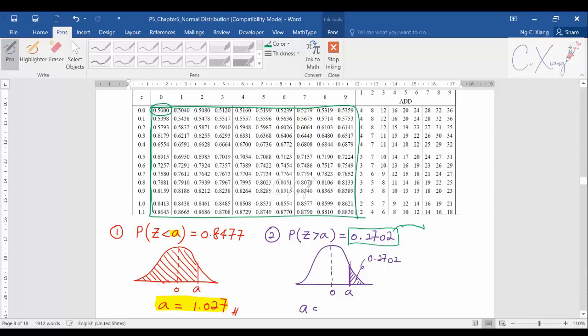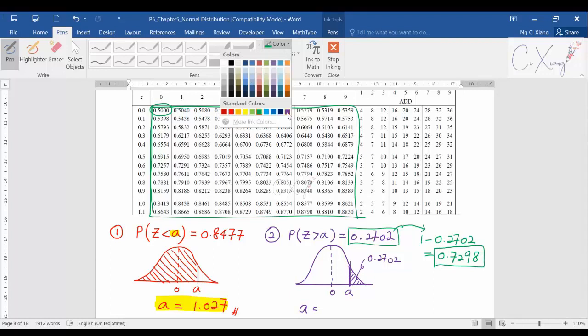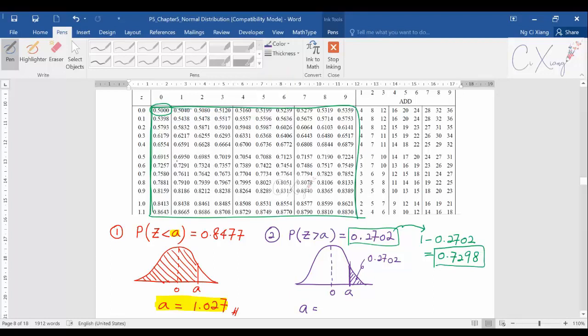0.2702? Okay, so for this case, what you need to do is you take 1 minus 0.2702 and try to get the value. Okay, so if I take minus, I will get 0.7298. So instead of looking for 0.2702, you should look for 7298. Okay, so again, I'm looking for 7298, which is the value closest to 7298 but smaller than it here.